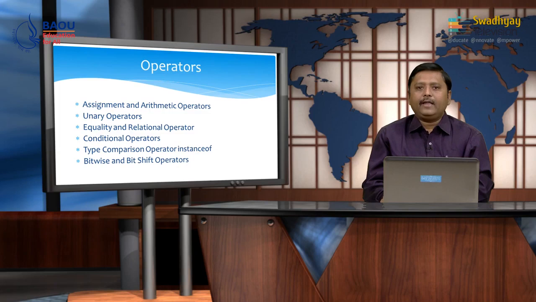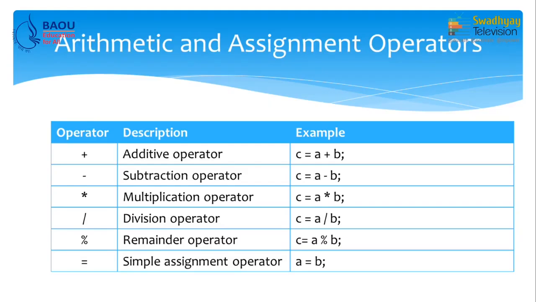We start with arithmetic operator and equality operator. In arithmetic operator, we have operators such as addition, subtraction, multiplication, division and remainder. Now, last operator is assignment operator, which is used to assign one value to another value. On screen, you can see examples of how to use these operators. For example, A and B are two values. We can add two values into C using assignment and addition operator.